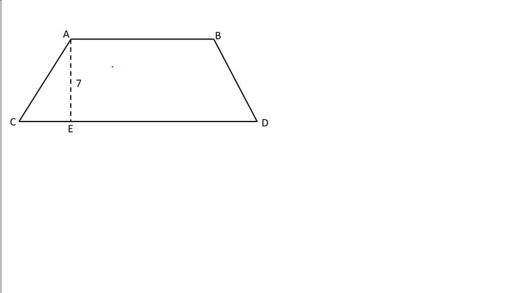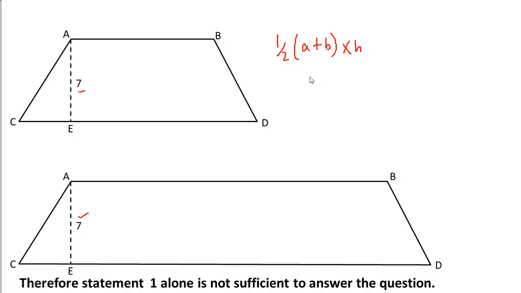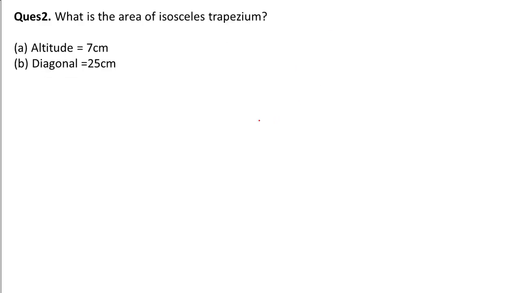Let us see from the figure. See, I have two trapeziums in which height is equal to 7. But clearly the area is a variable because AB can be of any length and CD can be of any length. So I cannot tell in the formula what is the value of A plus B. Therefore, statement 1 alone is not sufficient to answer the question.